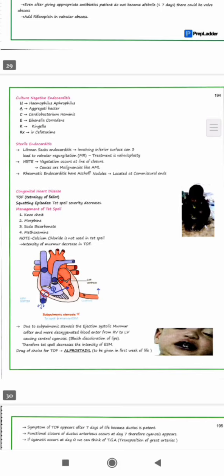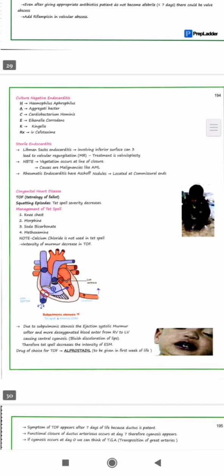The TET spell severity is basically going to decrease. So the management of a TET spell is by knee-chest position, morphine. We're going to give sodium bicarbonate, methoxamine. So the note here is that calcium chloride is not used in a TET spell. So the intensity of the murmur basically decreases in TOF.